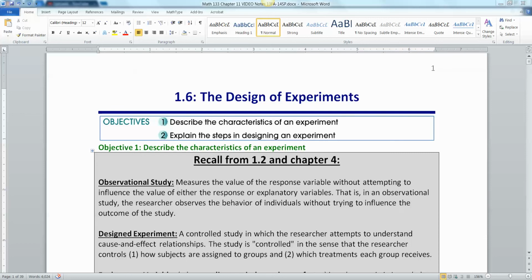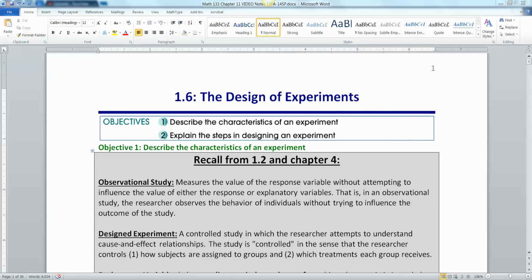Hello there, this is Alana Tucky, and I'm going to be giving you a short lecture on section 1.6, which is the design of experiments. Now, I say a short lecture because honestly, the design of experiments is truly its own course. You could take a semester just practicing designing experiments and things like that, but we're just going to run over some basics.